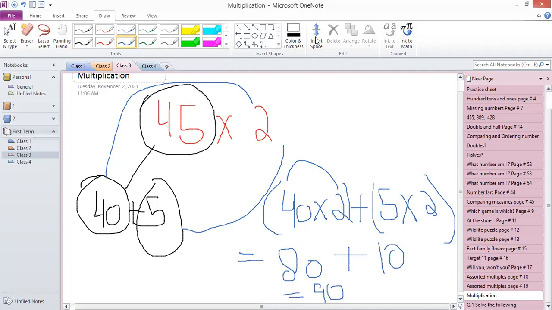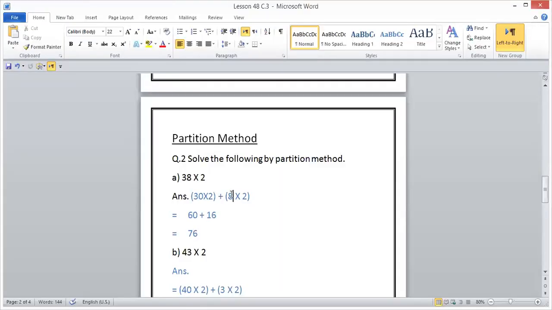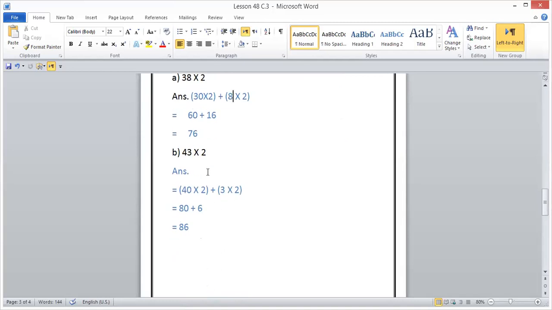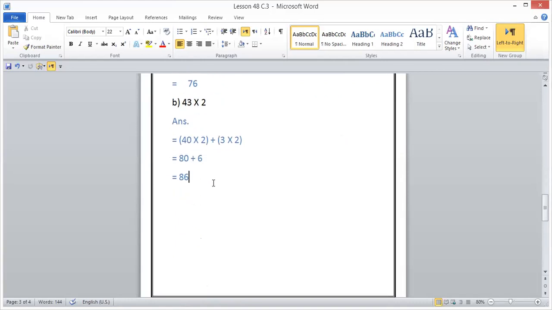So guys, up to here everything is clear? Yes, sir. That's very good. So you can multiply by using the partition method and also by simple multiplication. So this is 38 by 2. You multiply it through partition: 30 by 2 plus 8 by 2, 60 plus 16. And this is 43 by 2, 40 by 2 and 3 by 2. So 80 plus 6, 86.